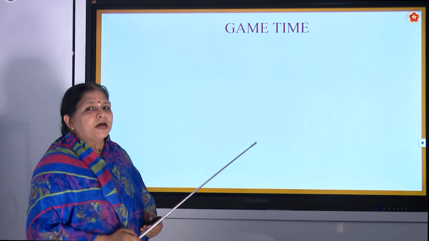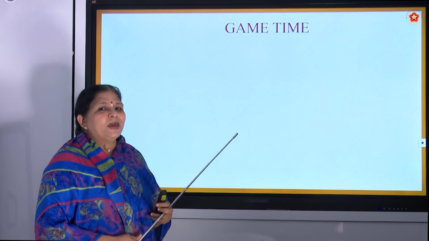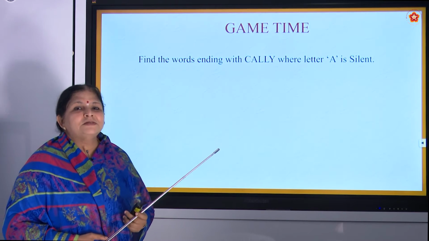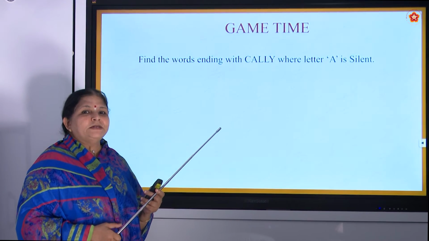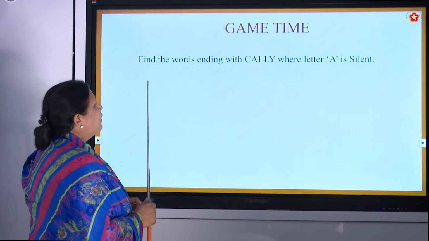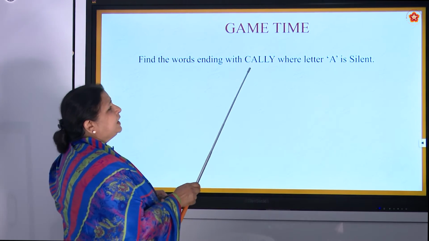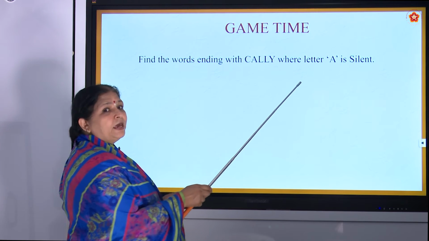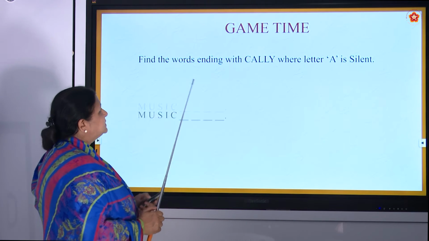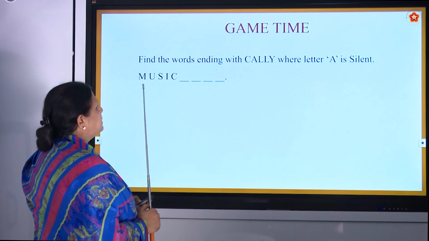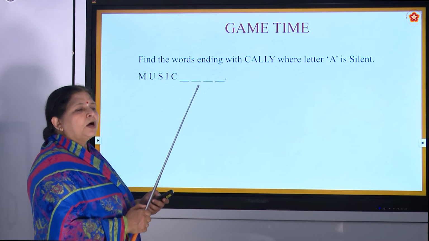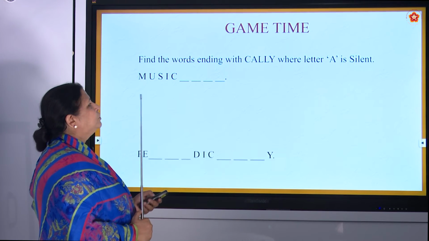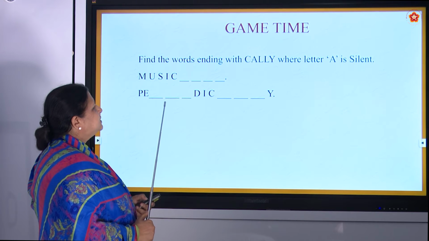Now it's game time. Are you all happy to play the game? Yes. Now all of you are ready to play the game? After learning the silent letters, let us see the game. Find the words ending with C-A-L-L-Y where the letter A is silent. Okay. See, the first one is, I am not going to read. You are going to read and write in your book. Write the correct answers.